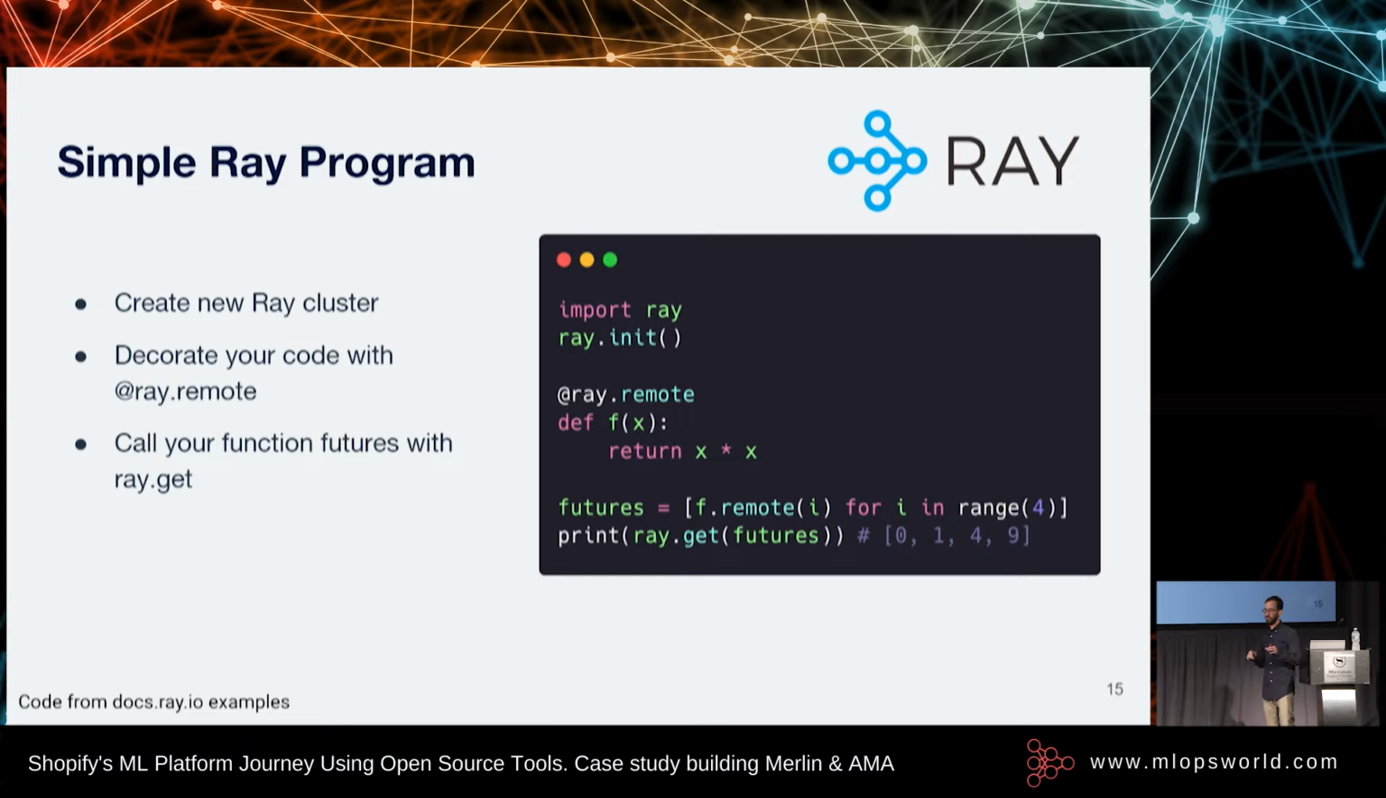This is a very simple Ray program. We start by initializing the Ray cluster, and then the function that we want to distribute across the cluster, in this case a very simple function that we call f, we decorate with the ray.remote decorator. Then we spread the work around the cluster. That is being done automatically. And we call ray.get, which is a blocking call, which collects all of the results back into the driver so it can print them.